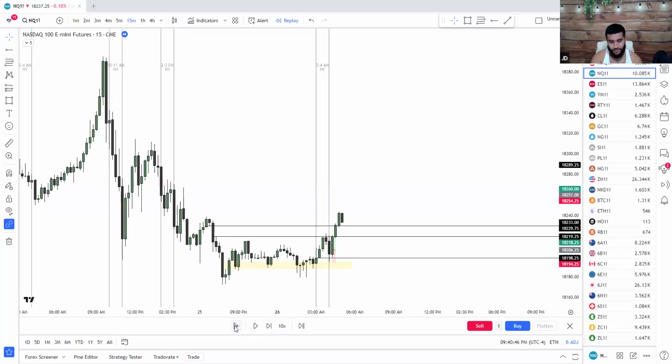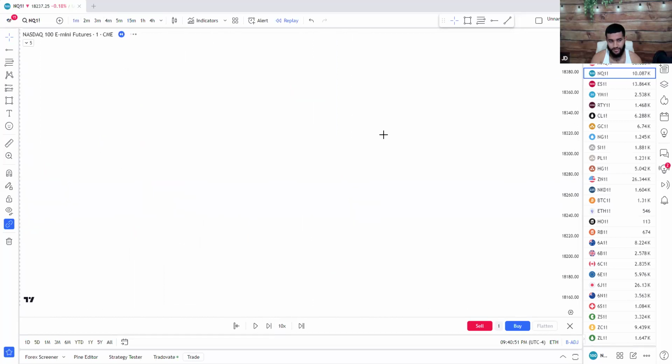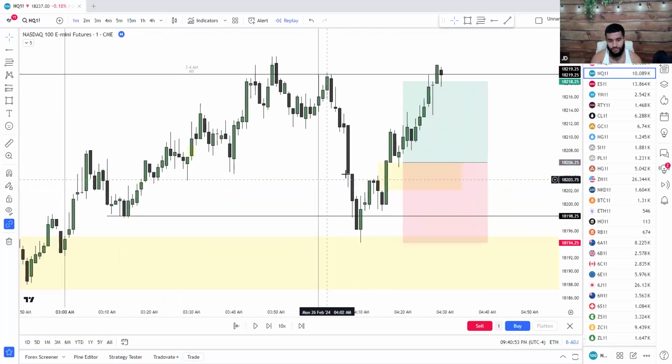So once it goes for the liquidity, we just jump off of the fair value gap.